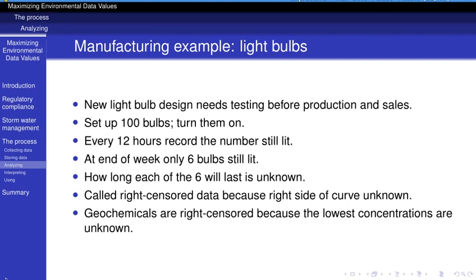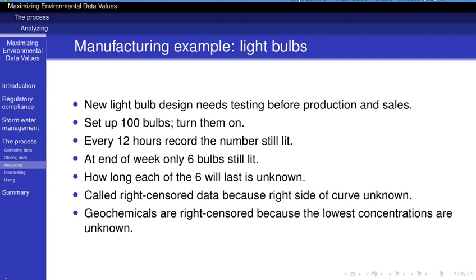By plotting the number of lit bulbs at each 12-hour period, they create a curve that describes the time to failure of the 94 bulbs that burned out during the week's experiment. There will be a probability distribution that fits the data they have and represents the unknown fates of the bulbs still lit at the end of the week.